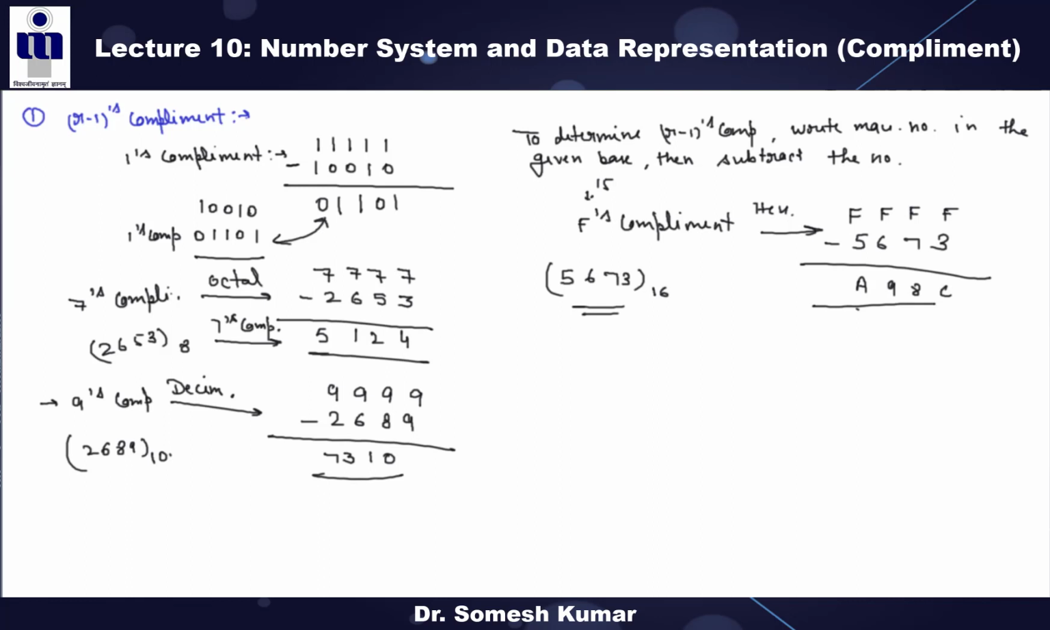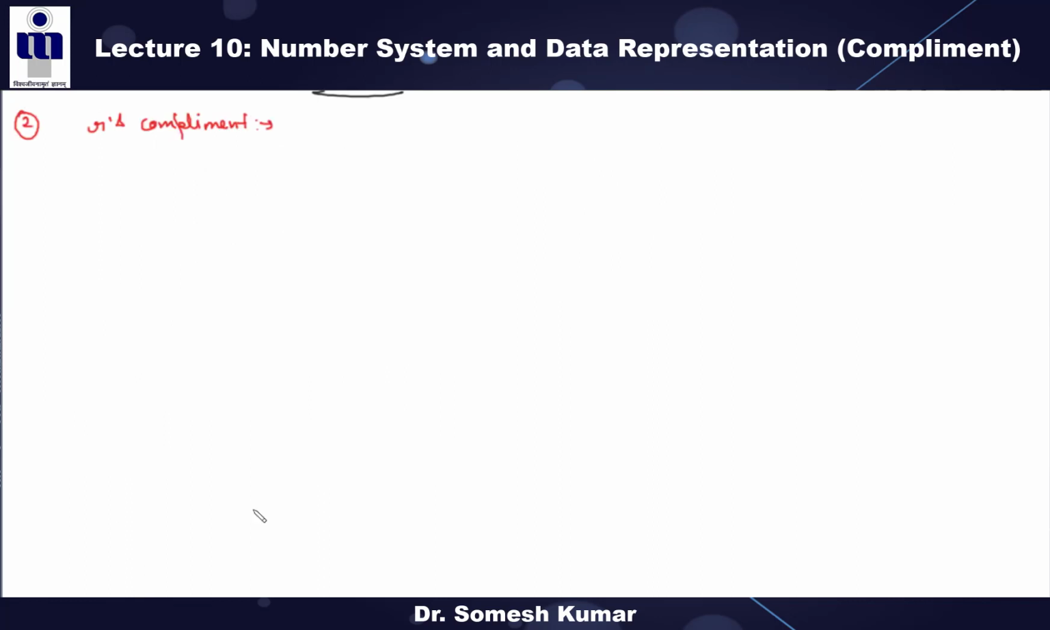So the R's complement. To find the R's complement, there are two steps. Step 1: first write the R minus 1's complement. Second step is add 1 in the R minus 1's complement. Right? In the previous lecture we already discussed the meaning of complement and the dual.